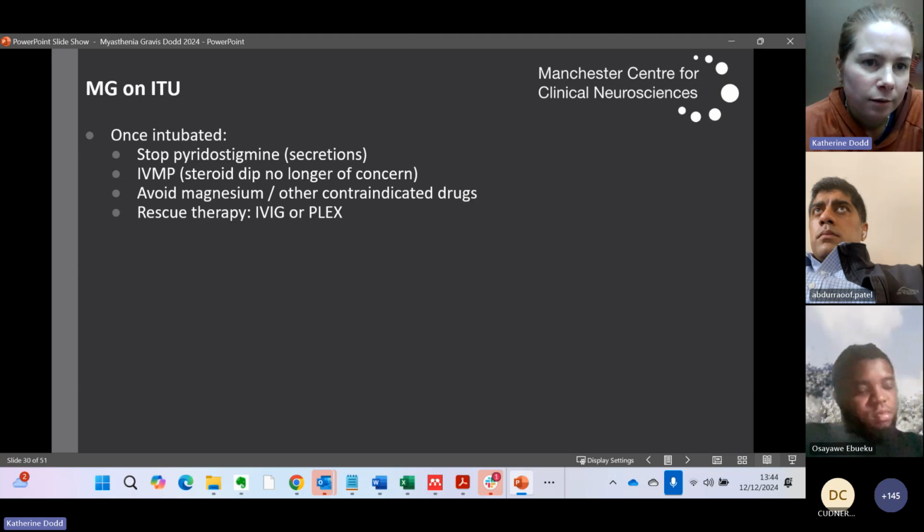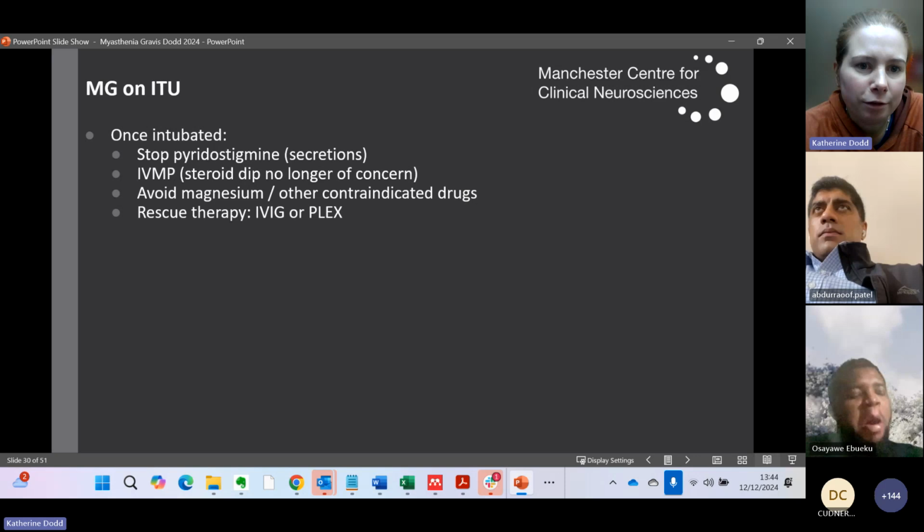So if they do get intubated, once they're intubated, we tend to stop the pyridostigmine because it causes a lot of secretions, and that can be an issue when someone's intubated. So we tend to just stop it, and we go for IV high-dose methylprednisolone because it doesn't really matter if they have a steroid dip once they're on a ventilator. They can just get through that on the ventilator and then improve. We avoid the contraindicated drugs, and the one to remind ITU about is magnesium. I don't know why ITU like giving out magnesium a lot. And we use a rescue therapy, so either IVIG or plasma exchange.